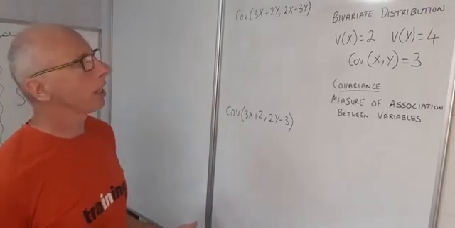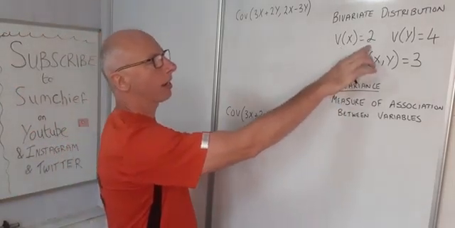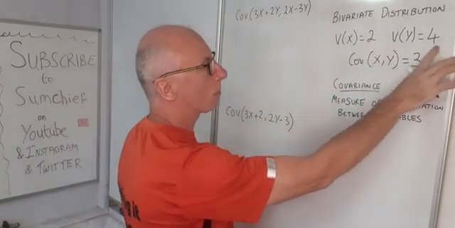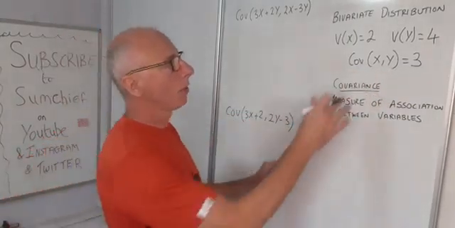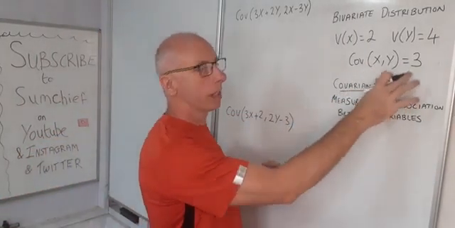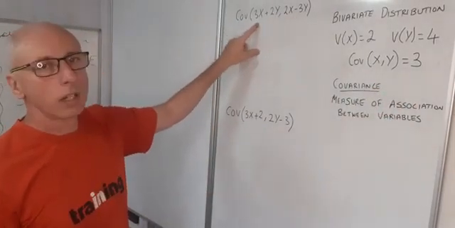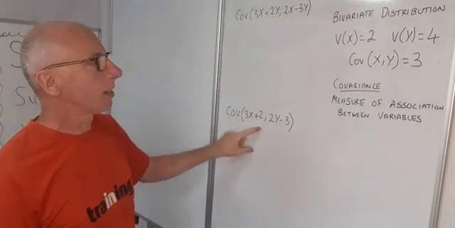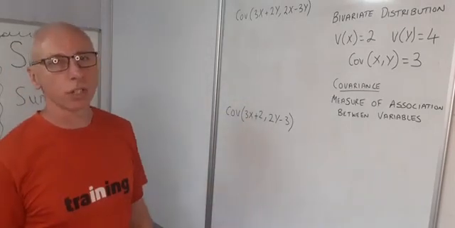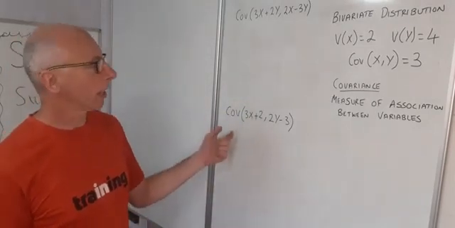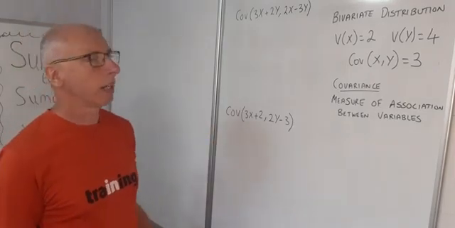Now x and y are our random variables, and we're given that the variance of x is 2, the variance of y is 4, and the covariance of x and y, with coefficients of 1 on the x and the y, is 3. So we want to calculate these weighted covariances. Just one technical term: covariance is a measure of association between the variables. In this case we've got two variables, x and y. You can have as many as you like in theory.